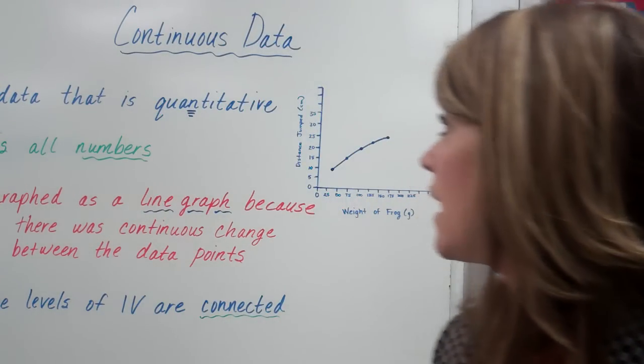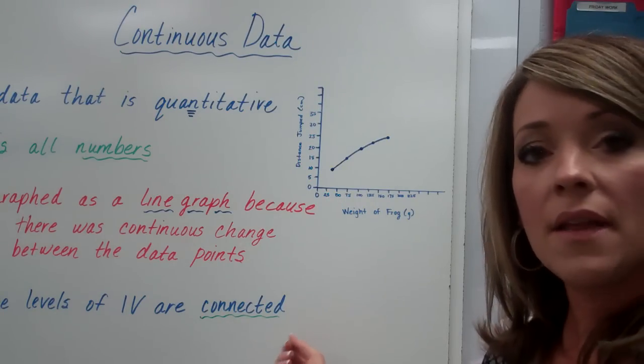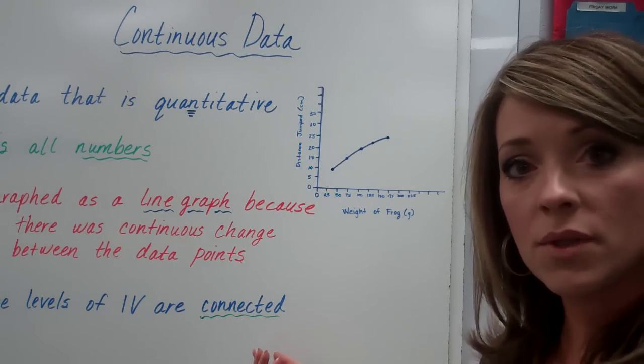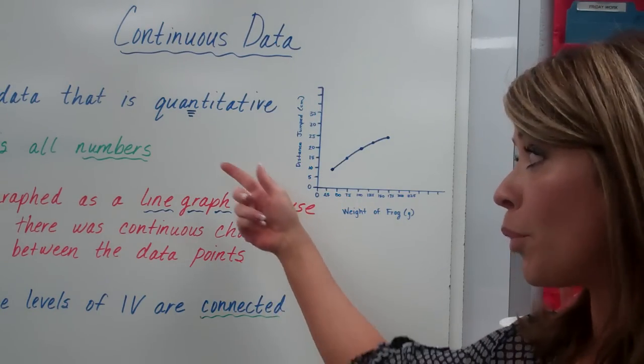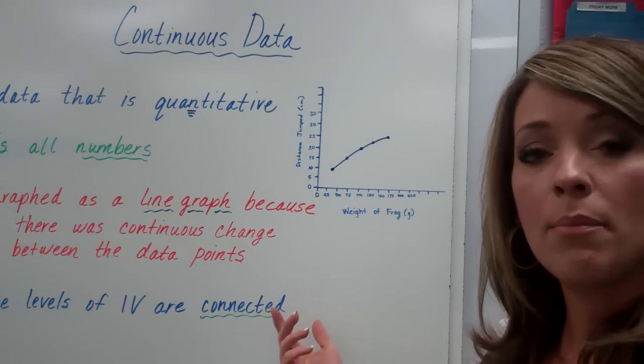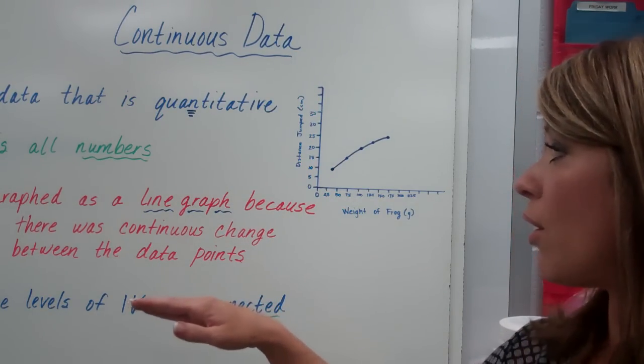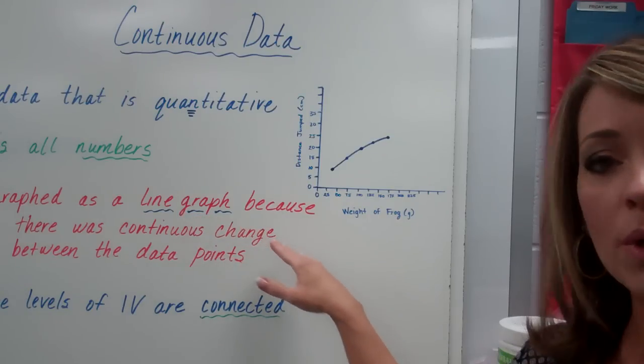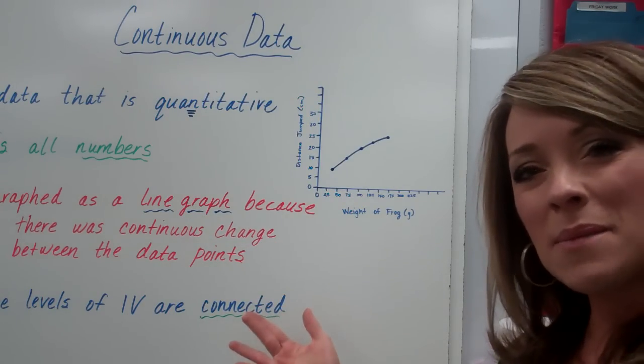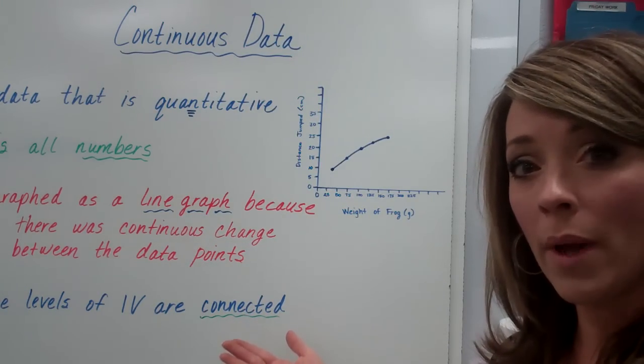The next kind of data is continuous data, and this is going to be data that's quantitative. So if your independent variable is a number, then you're going to make a line graph. We're looking for things that are continuous and show continuous change. Sometimes it can be over time, but not always.